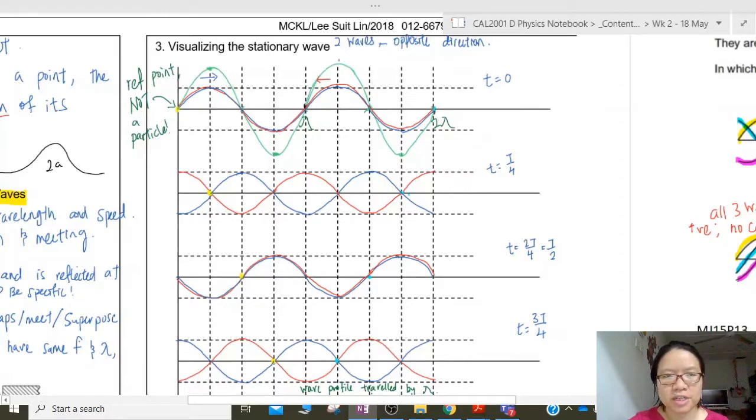I'm trying to make sure that the amplitudes are the same. So I'm going to label the amplitudes now. This is 2A, negative 2A, A and negative A respectively. Now if you look at the red and blue, they perfectly cancel out after a quarter cycle. So you just draw a straight line. Everything is cancelled.